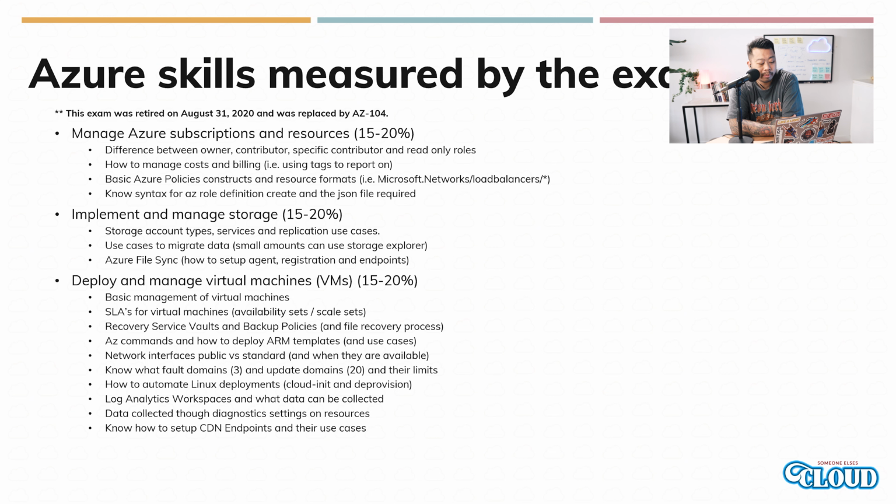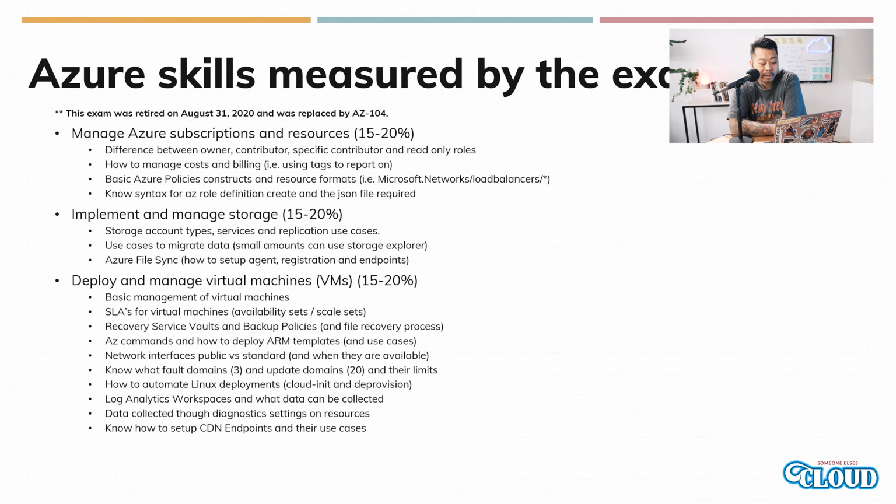The next topic is implement and manage storage, 15 to 20%. Storage accounts is probably a big topic. It's always good to understand the differences between replication methods and what has access to what tiers. The key one is the archive tier. Understand the actual replication methods, like ZRS and GRS. They can sort of trick you a little. So just be familiar with those.